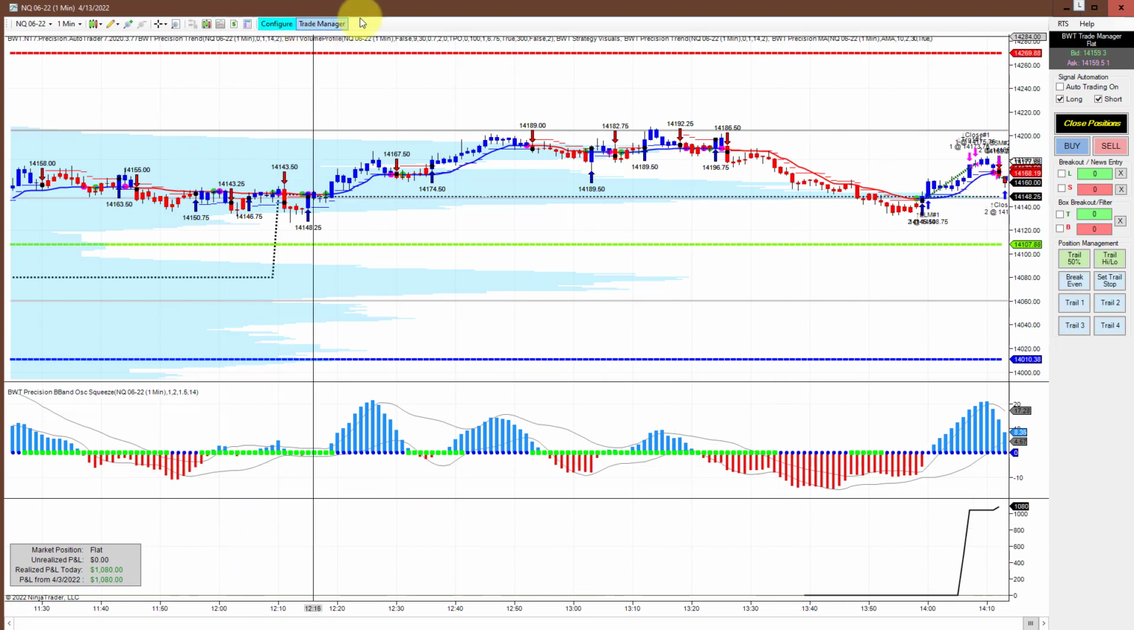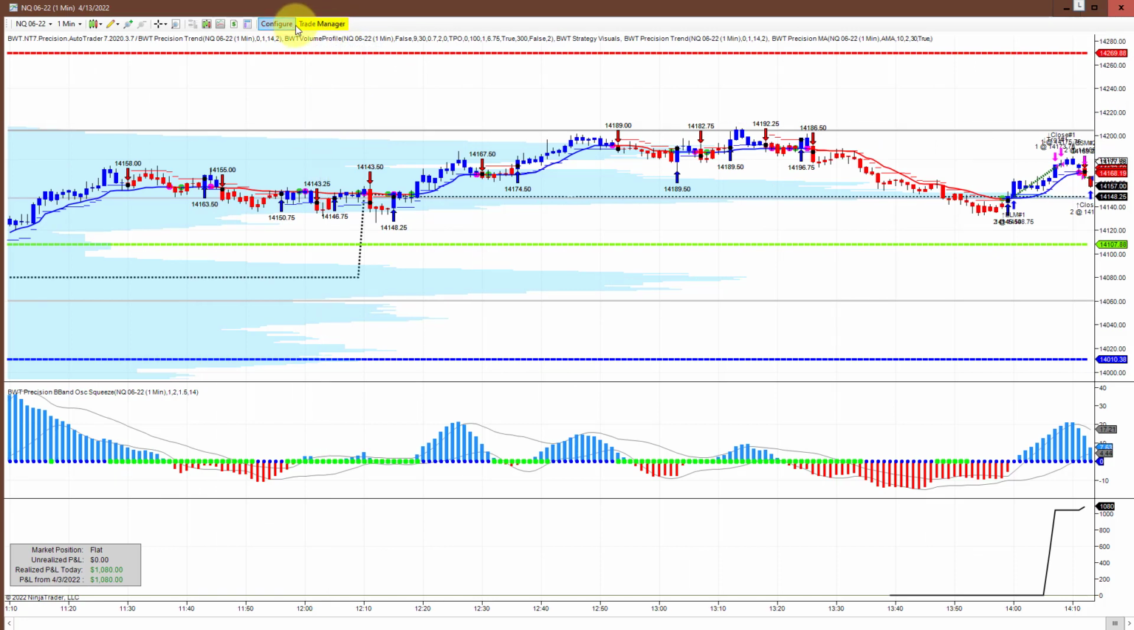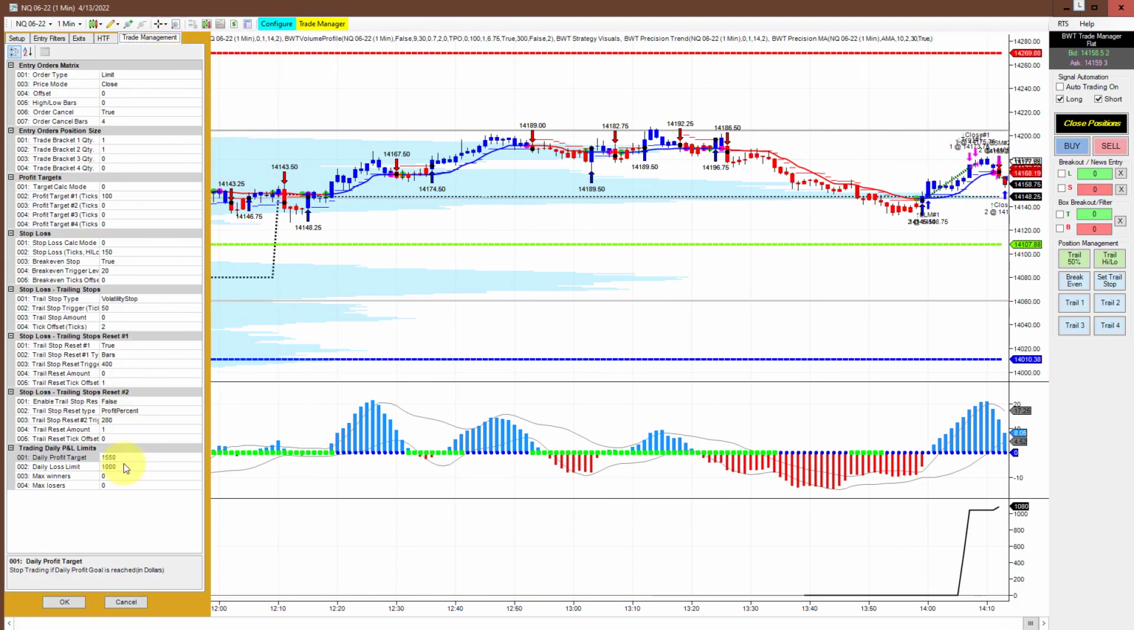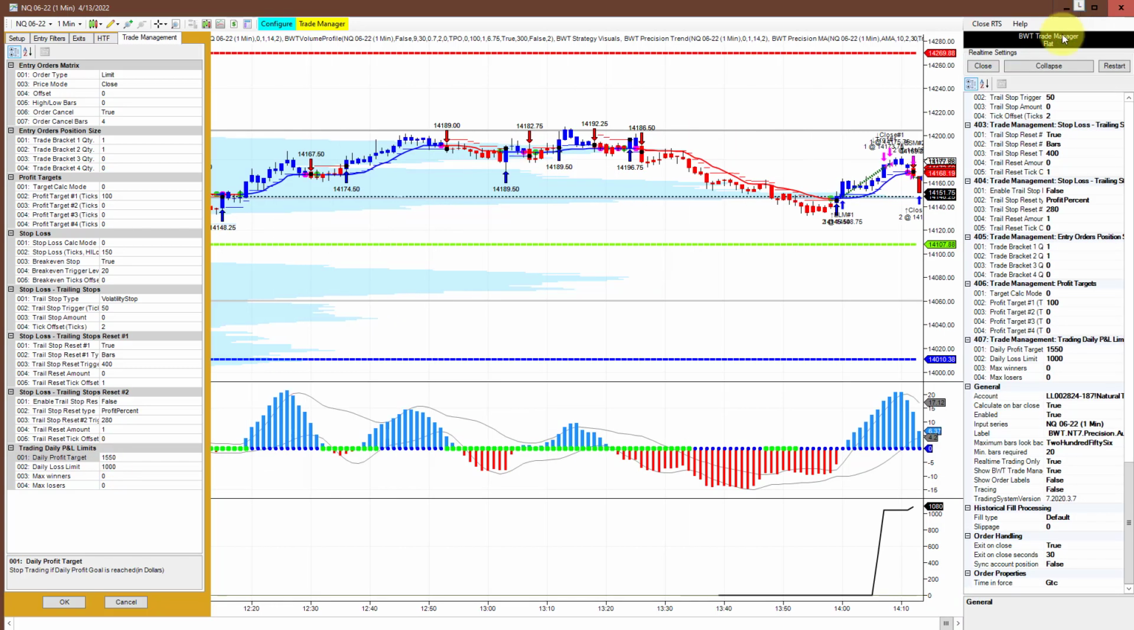Nevertheless, I meant to limit the P&L to 1,000. And as you can see, I'm a little rusty. I haven't traded in a while and made a couple of mistakes here. Fortunately, it was in my favor. So I meant for the goal to be 1,000. So I'm going to go ahead and change that right here.